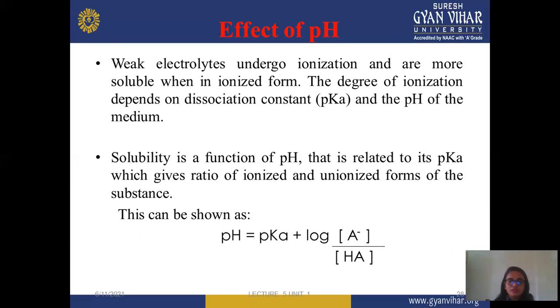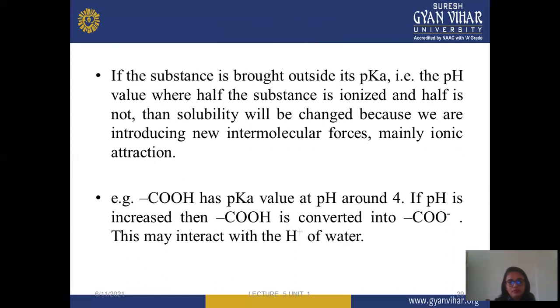So in the case of the ionization process, you require an ionized drug which easily dissociates, and other than this, solubility is a function of pH related to its pKa, which gives the ratio of ionized and unionized form of the substance. This can be shown as pH equals pKa plus log A divided by HA. And if the substance is brought outside its pKa, then at the pH value where half of the substance is ionized and half is not, the solubility will be changed because we are introducing a new intermolecular force, mainly ionic attraction. Only half of the molecules get changed, or half of the solubility gets changed, in this condition.